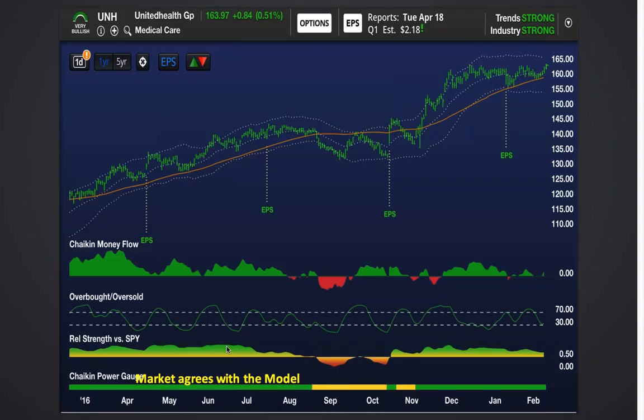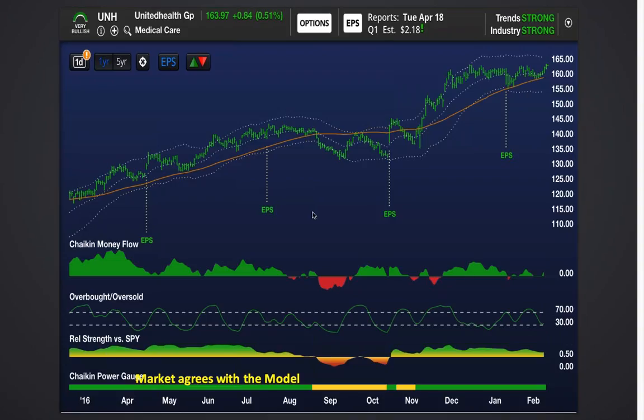It's been outperforming the market, which is the indicator above it. That's our proprietary relative strength indicator. How is the stock doing relative to the SPY? Now, except for that period before the election, United Health has been significantly outperforming the market. And then you've got Chaikin money flow. And look at the accumulation that was going on in the 120, 125 area on the way to 165. And there's still accumulation going on today.